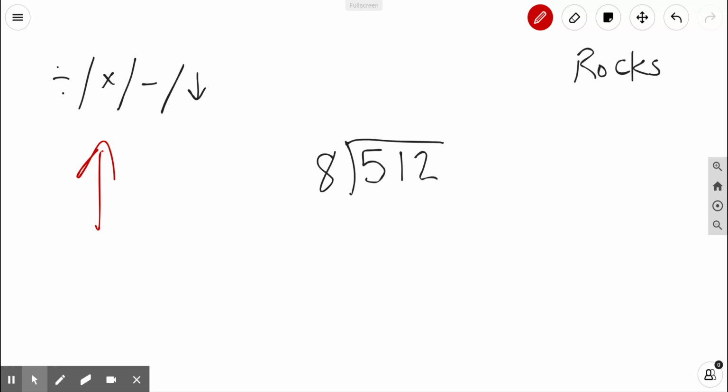5 divided by 8. Can we do that? Another way I like to ask it is how many times can 8 go into 5? And that's a big fat nothing. It can't. It's too small. 5 is too small. So I'm going to put an X on top. And then I'm going to slide over to my next number, which is a 1, making my new number 51.